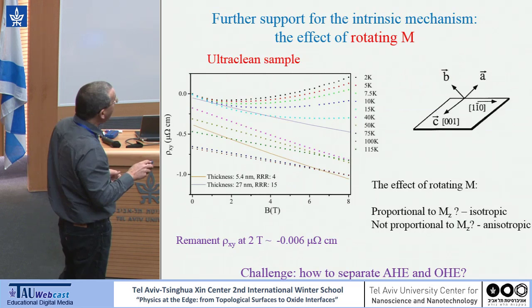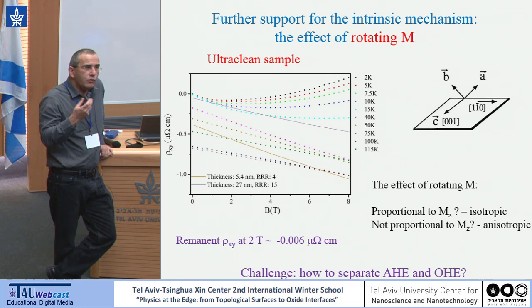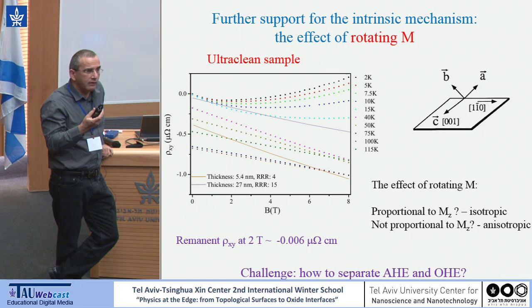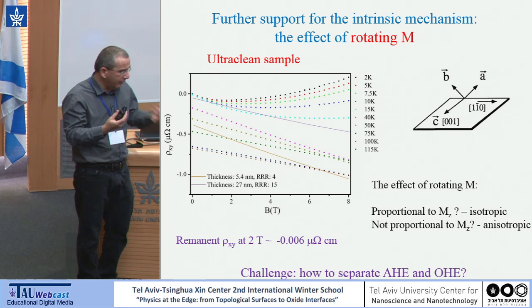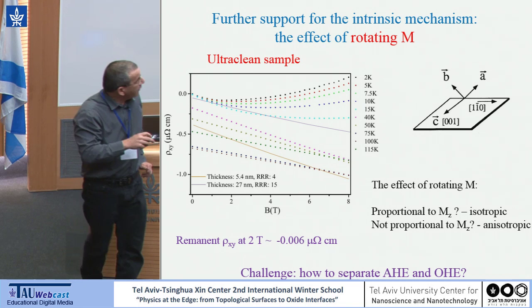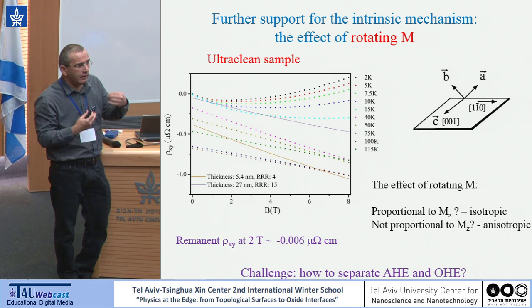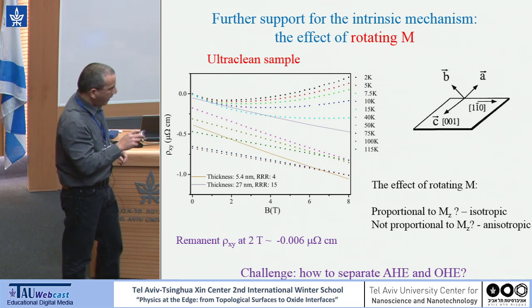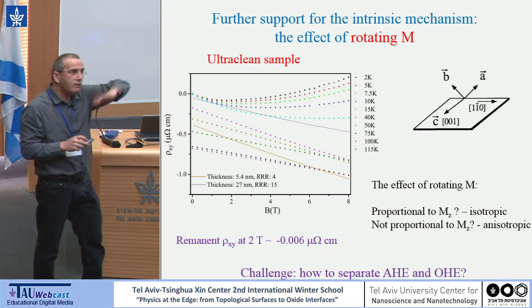Now, we wanted to say, if you just look at the dependence on the resistivity of this prefactor, the rho squared dependence, it really doesn't give you a clear distinction between a contribution which is intrinsic, from band structure, or a contribution which is extrinsic. So that's why we thought maybe we should look at other things where the two contributions will have different effects. And what we wanted to look at is what happens when you are changing the orientation of the magnetization.